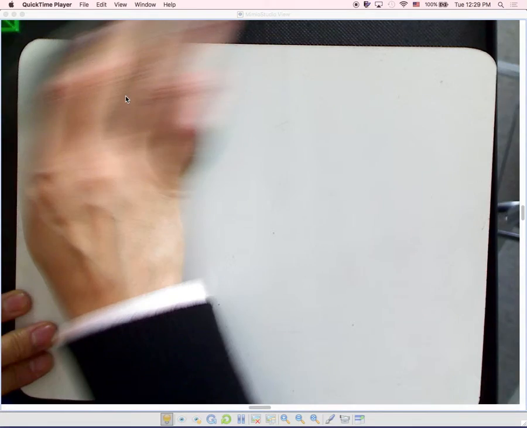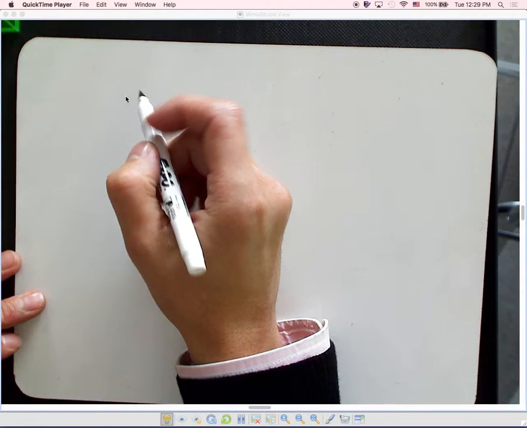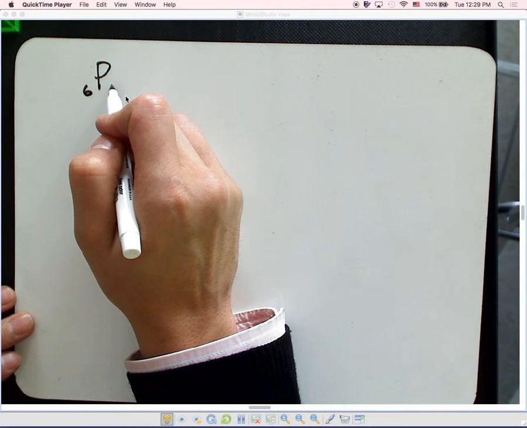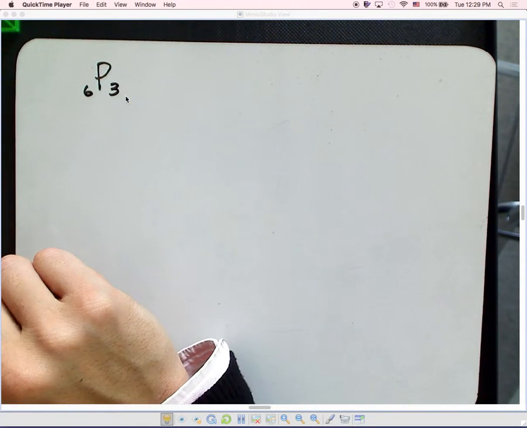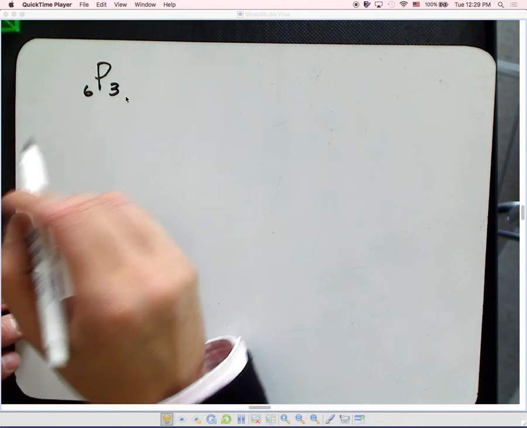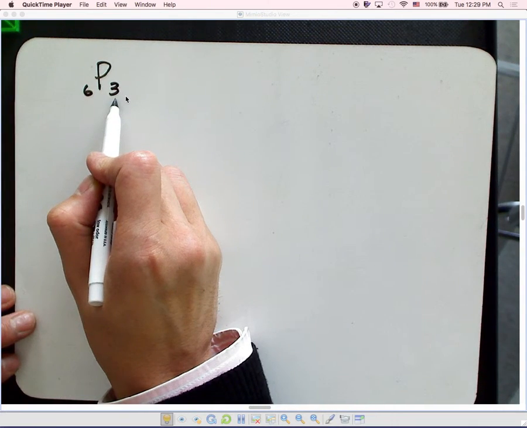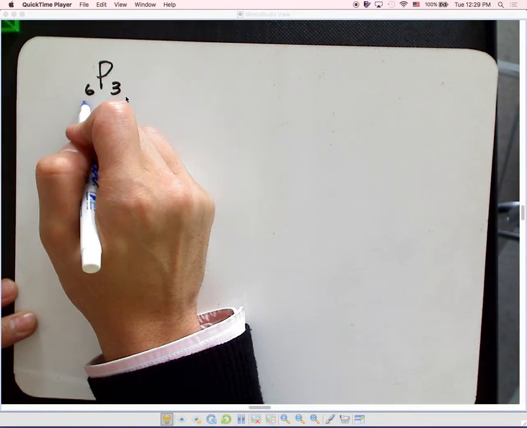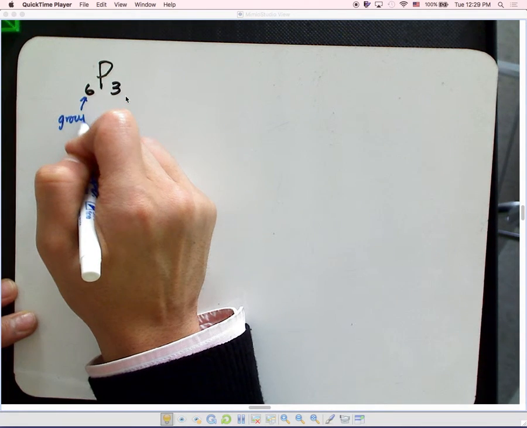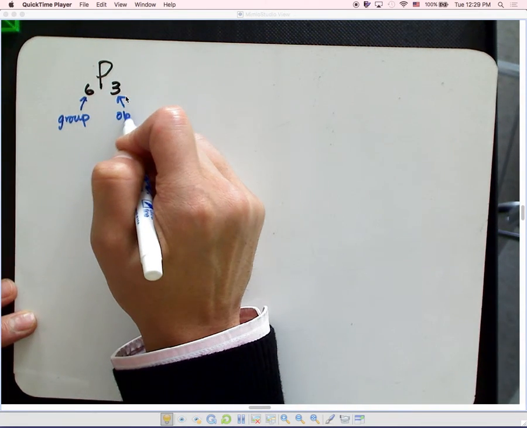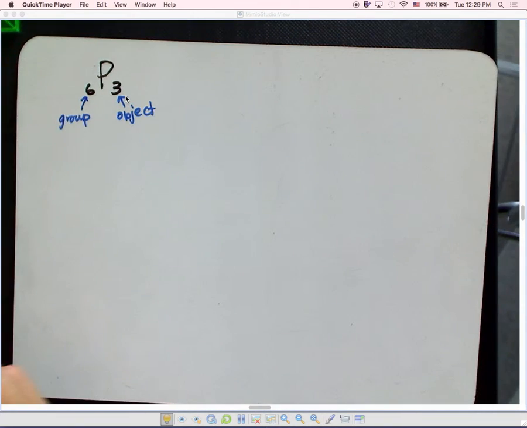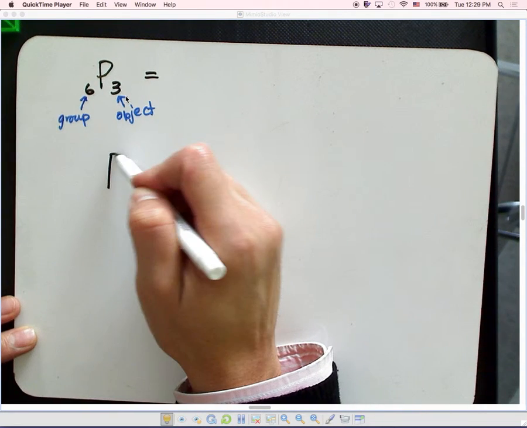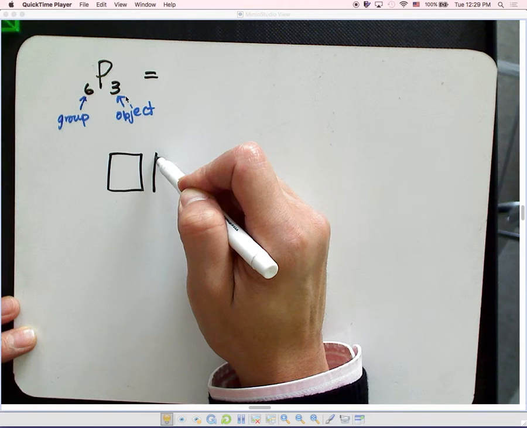So the notation looks something like this. P, with a small 6 on the left bottom and 3 on the right bottom. We call this the total number of permutations of 3 objects taken from a group of 6. So 6 is the group, 3 is the number of objects. Think about how many different ways to put 3 objects from a group of 6.